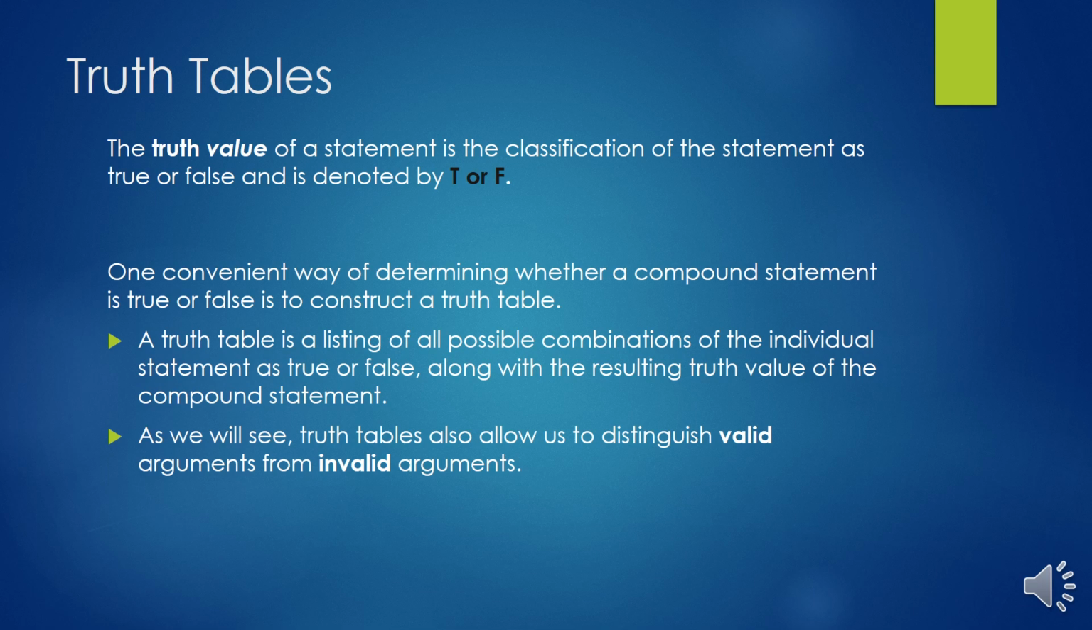You're going to start with both of your individual statements, like P and Q. You're going to list out the options for those, true or false. And then you're going to use 4 rules that we're going to learn to classify the resulting compound statements as either true or false. And as we'll see afterwards, truth tables allow us to distinguish valid arguments from invalid arguments.